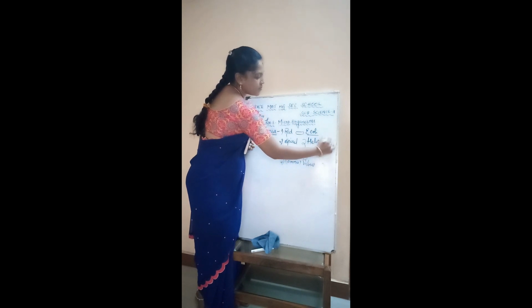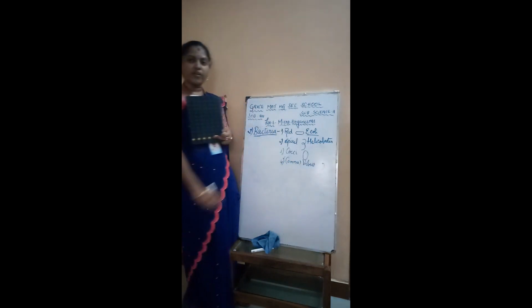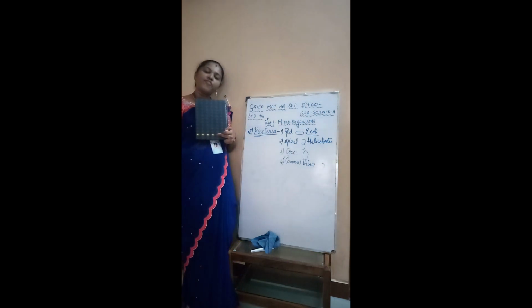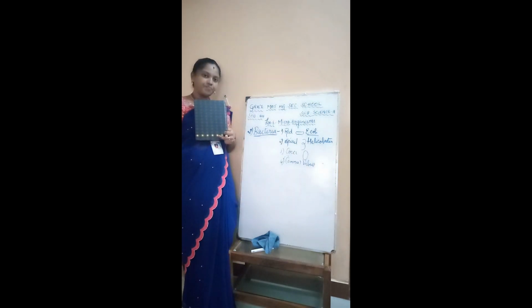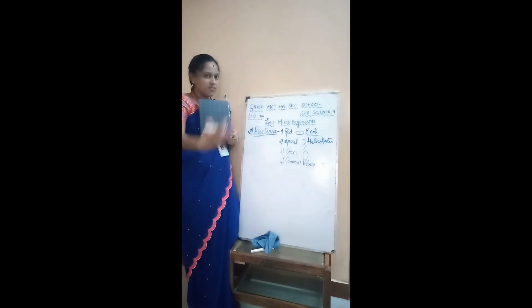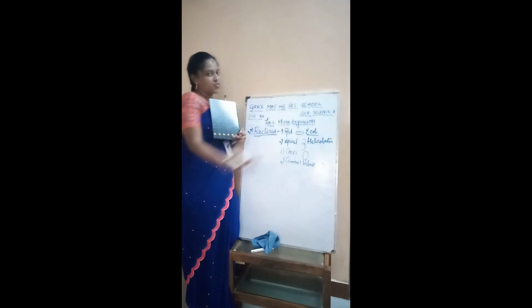Helicobacter. Are you clear with the children? Next it is cocci. The example for cocci is Streptococcus or Diplococcus. We will deal with them later on. Okay. Next it is Vibrio.